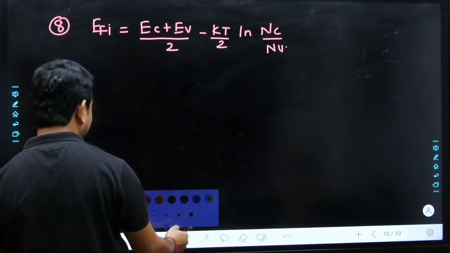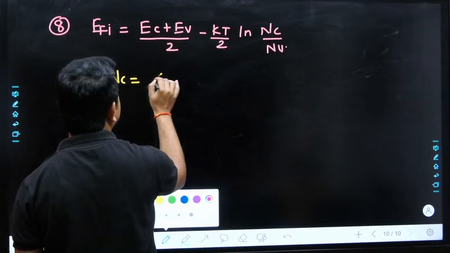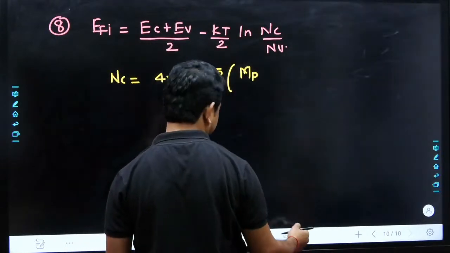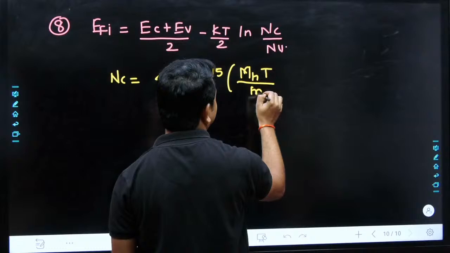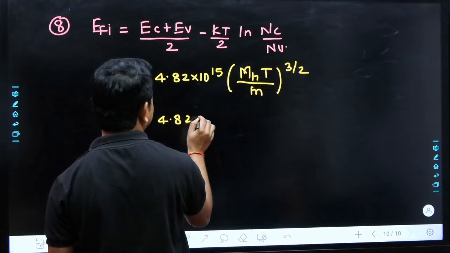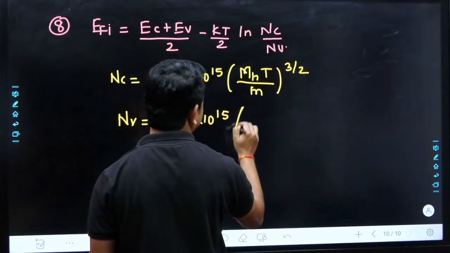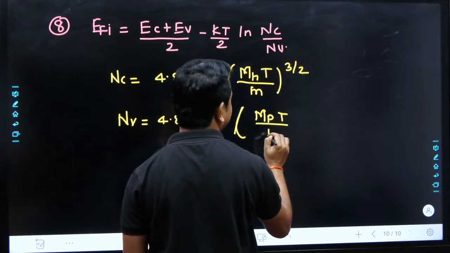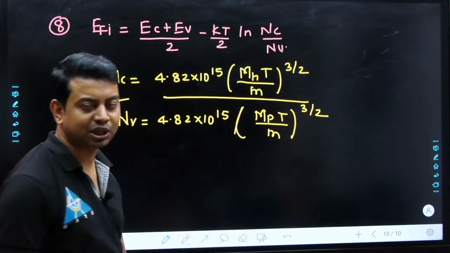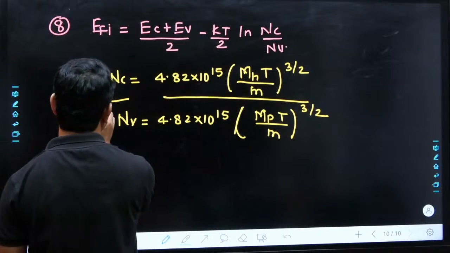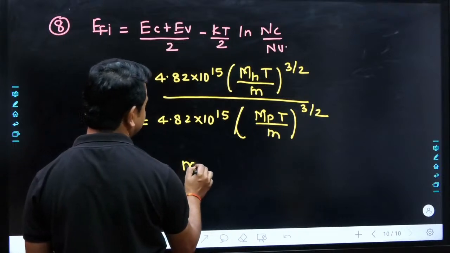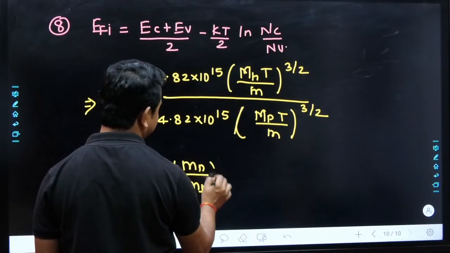Okay. And we know the formula of NC. What will be the formula? This is 4.82 into 10 to the power of 15, and we are having Mn into T divided by M raised to 3 by 2. And similarly, we are having Nv, this is equal to 4.82 into 10 to the power of 15, and of course, we are having Mp into T divided by M raised to 3 by 2. If you take the ratio of these two, then the only left out parameters at similar temperature is nothing but, so this will be given by the Nc divided by Nv. What will be the ratio, sir? Mn divided by Mp raised to 3 by 2.